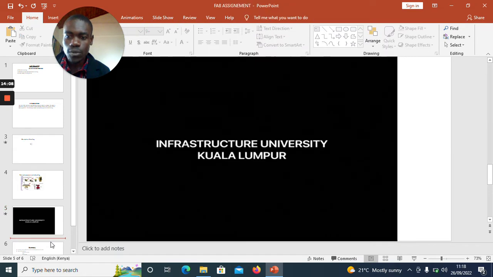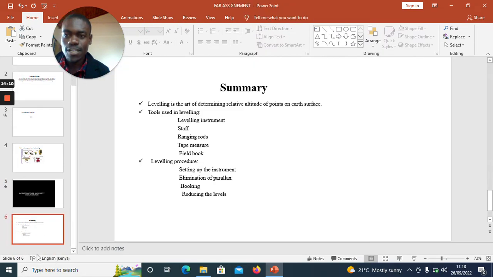I'm going to take you through the summary of what we have just been taken through. So leveling is the art of determining relative altitude of points on Earth's surface. Then the tools used in leveling, we have the leveling instruments, we have the staff, ranging rods, step measure, field work, etc. The leveling procedure, the first thing you should do is set up the instrument, elimination of the parallax error, booking, and finally reducing the levels.